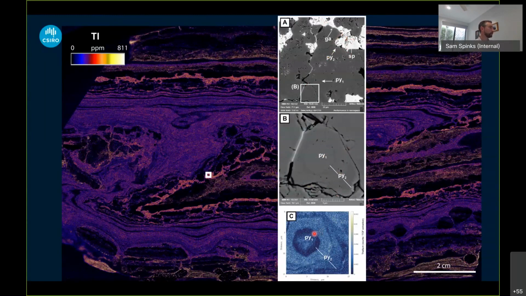And if we do some TOF-SIMS, which is a nanoscale quantitative analytical technique, we can measure thallium in that field of view in this box here, and we see that thallium is almost exclusively associated with these late-stage overgrowths. So that can tell us an awful lot about the chemistry of the fluids that formed this ore deposit and the timing of that.